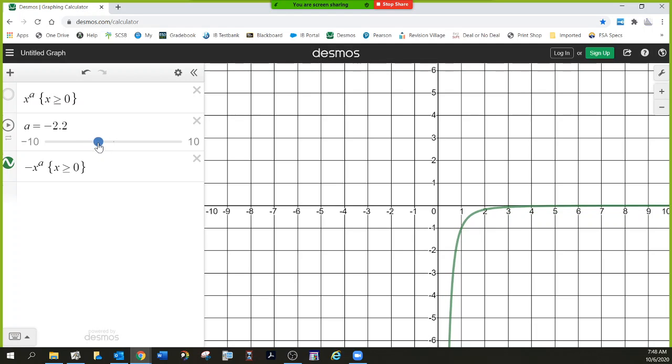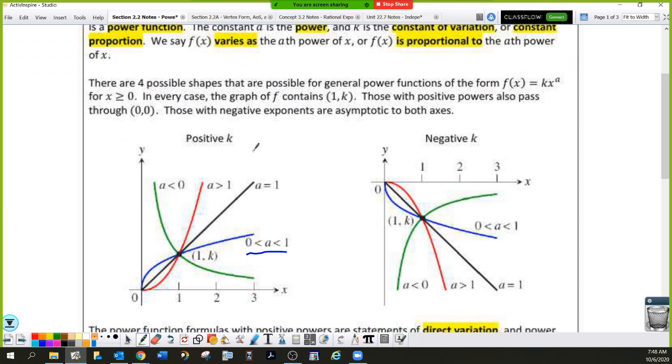Again, asymptotic to both axes as our exponent is negative. And when your exponent is between 0 and 1, you have something that looks like a piece of a root graph. And anytime your a value exponent is bigger than 1, you have something that looks like it could be a piece of a quadratic, a cubic, a fifth power, things like that. Neat? All right, back to the notes.